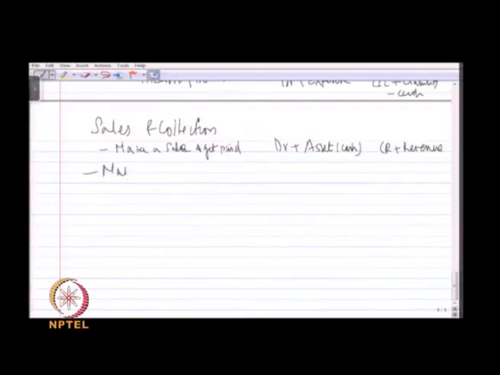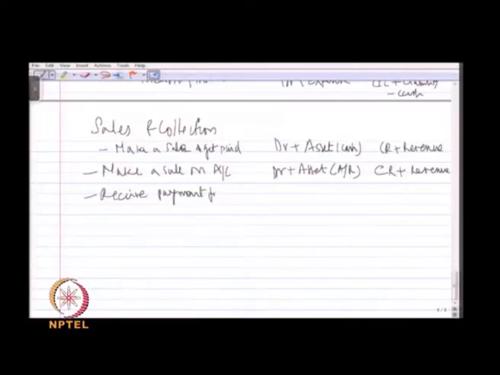Let us say you make a sale on account, which means you made the sale, but you are not receiving cash for it. Still it is an asset creating entity, except that instead of cash it is an accounts receivable, and since you have made a sale, it is a revenue generating activity. Then you receive payment for the account. You receive cash, and to that extent your accounts receivable reduces.